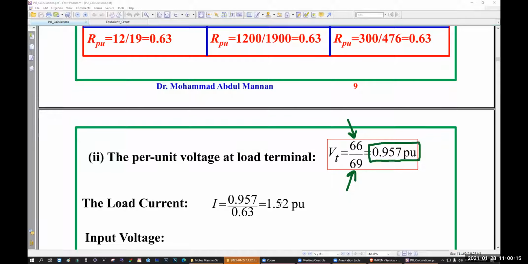What will the load current be? What is the load current? Load current will be per unit voltage divided by per unit resistance. Wait a second.